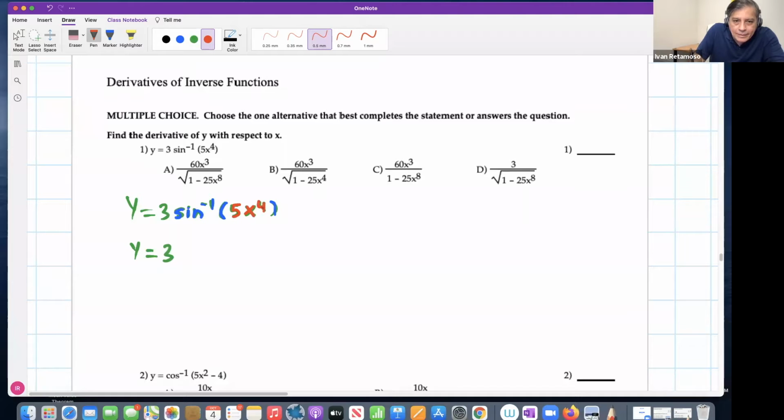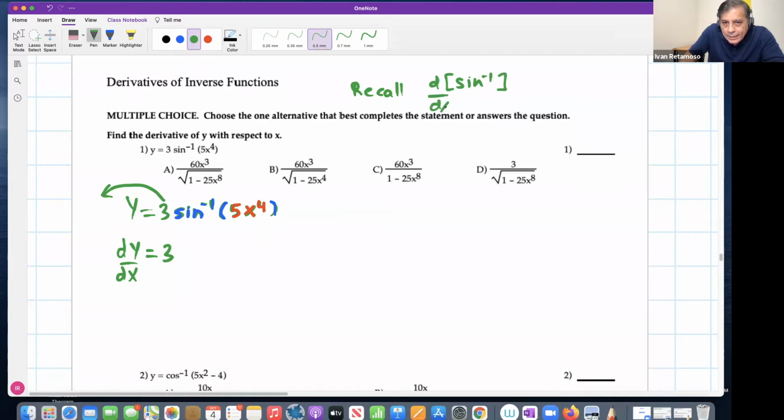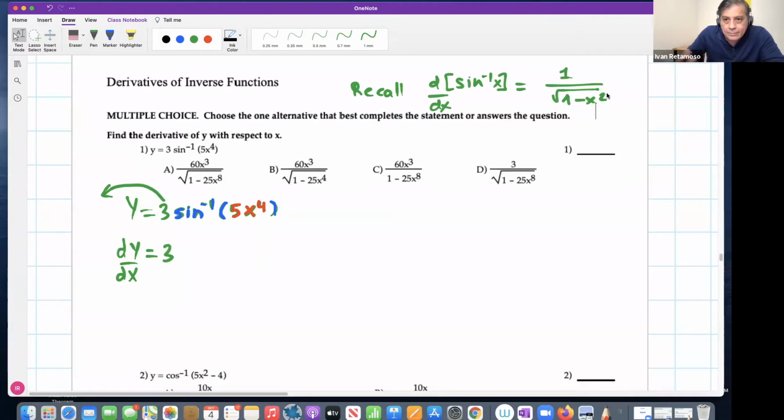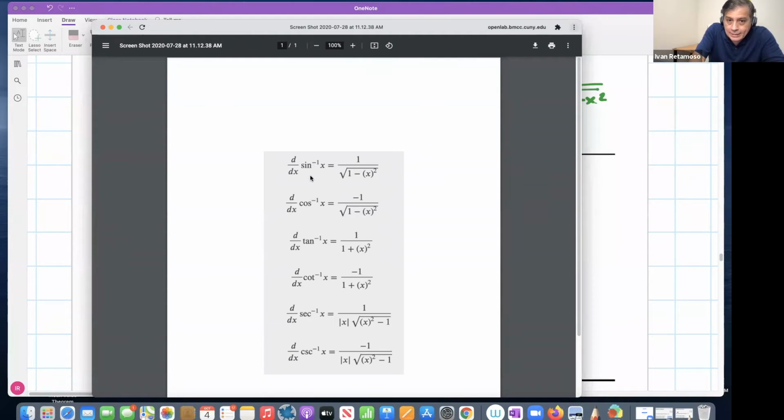Very good. So now, the number 3, I shouldn't worry about it because I can pull this outside the derivative, right? So the derivative, y prime or dy dx, same idea, is going to be 3 times the derivative of the outside function, the derivative of sine inverse. But recall, we said that the derivative of sine inverse with respect to x is just this: 1 over the square root of 1 minus x squared, right? And in case you don't remember that, there is a sheet where that is stated right here. This is right. Okay, great.